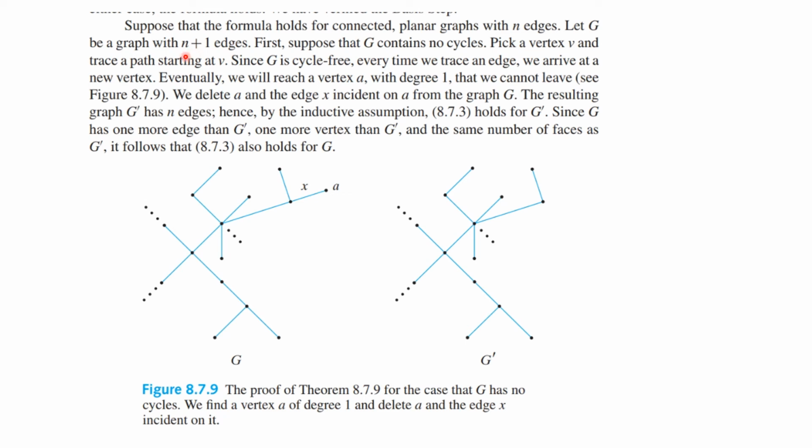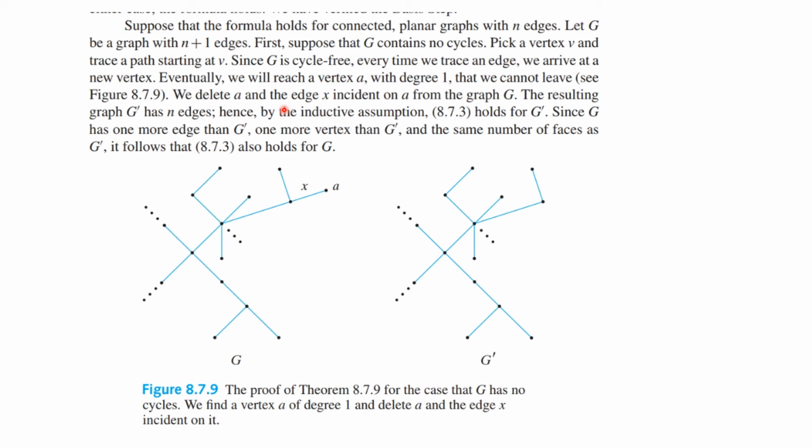We're moving ahead. Now, we know the formula does hold for n edges. So suppose G contains no cycles, and we'll consider the other case where it contains a cycle. So we pick a vertex V, and we trace a path starting at V. Since it's cycle-free, every time we trace an edge, we arrive at a new vertex. Eventually, we'll have vertex A with degree 1 that we cannot leave, and that's shown here in this figure. There's an example of hitting vertex A.